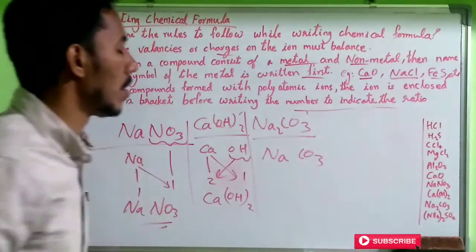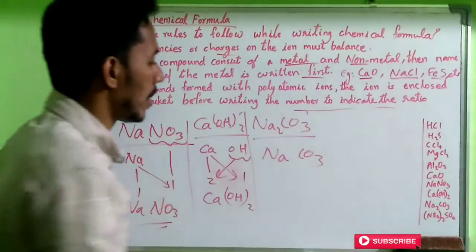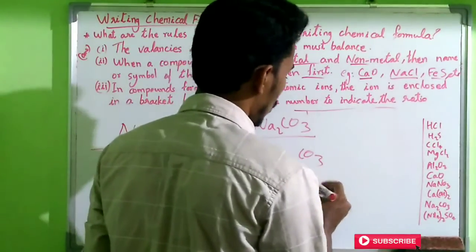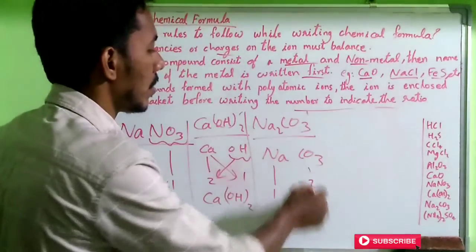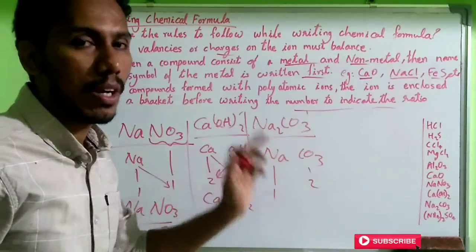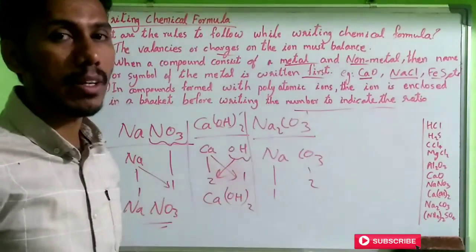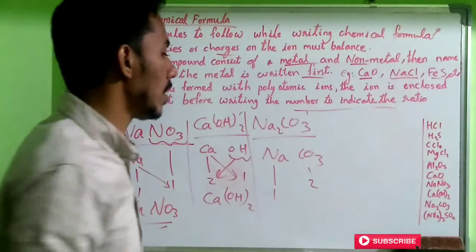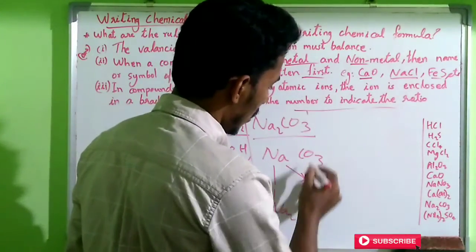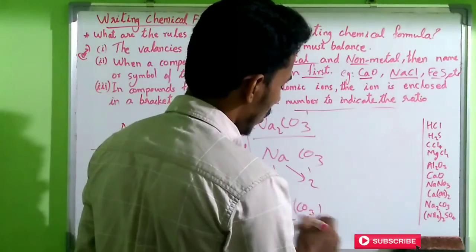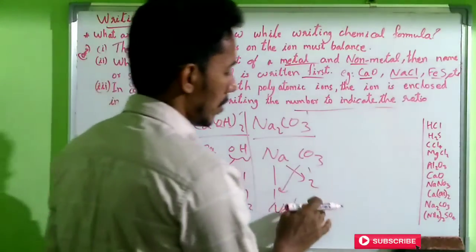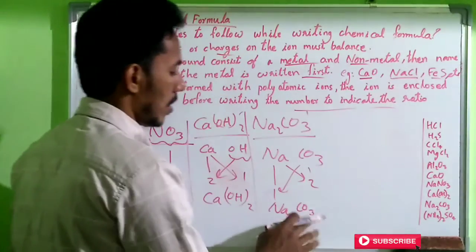Na2CO3. What is the valency of sodium? Sodium valency 1. Then CO3 is 2. The valency of CO3 is 2. If you didn't know, you should study from that table that we discussed in the previous class. Okay. Na2, CO3 1. But you need not write this one.